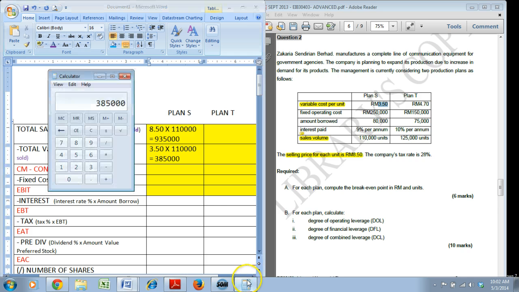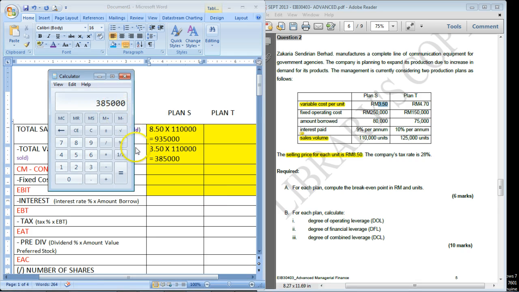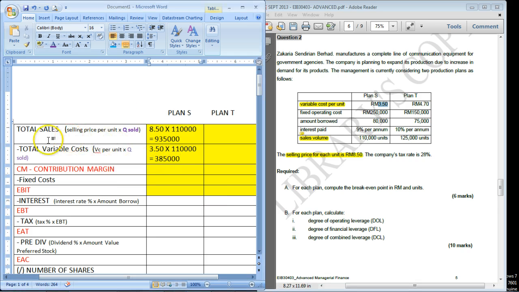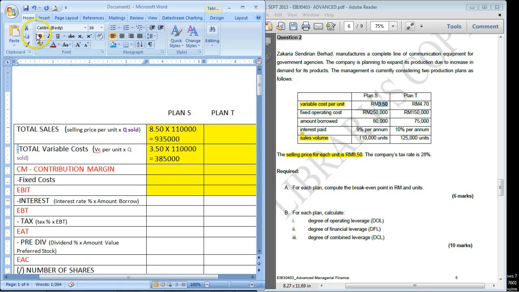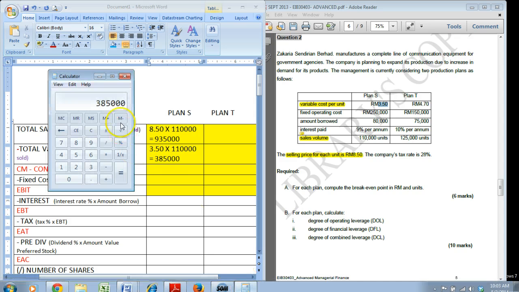Too fast, I'm so sorry. Your answer is 385,000. Okay, so next what you have to do: total sales minus, you see this, you need to minus with your total variable cost. So this answer minus this. Okay, come calculate.